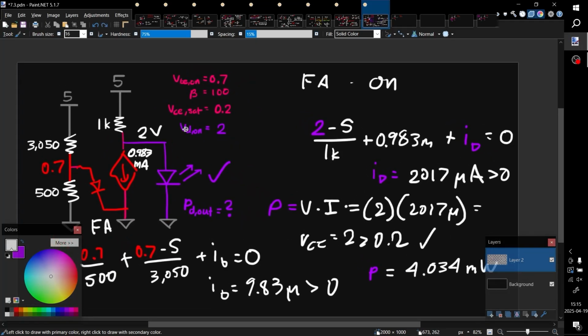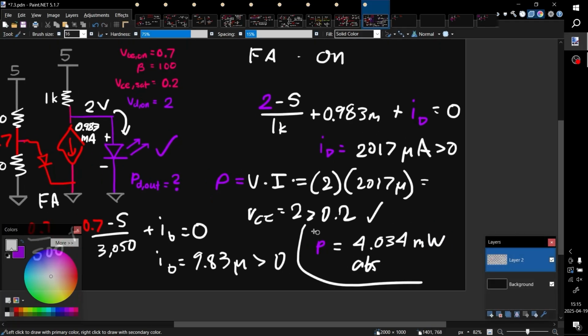We solved our current to be flowing this way, right? And this is the positive terminal. If the current enters the positive terminal, it's absorbed. This is our answer.